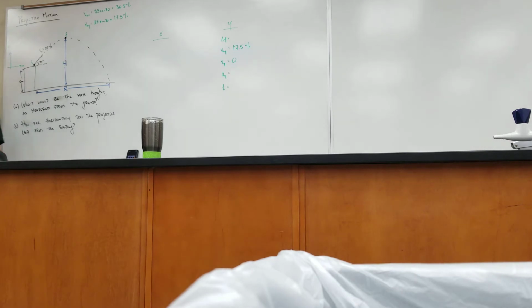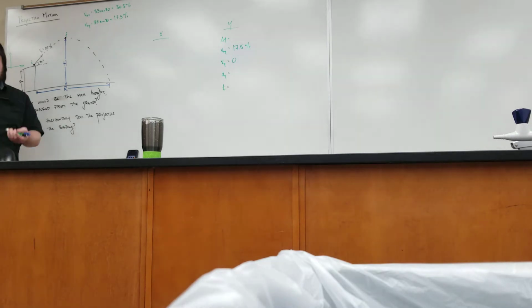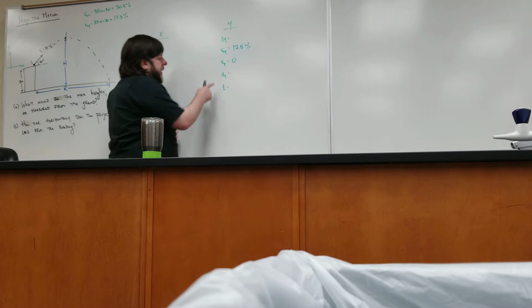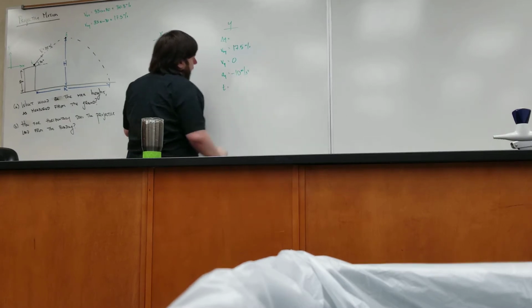Okay? And what else do we know about the y direction? The acceleration is negative 10. Acceleration is gravity, which in this case is -10. In the y direction, for projectile motion, the acceleration will always be gravity. Since we're calling up the positive y and gravity is down, we'll say that acceleration is -10 meters per second squared.